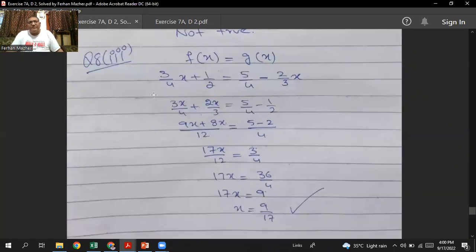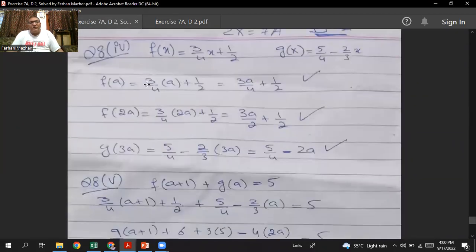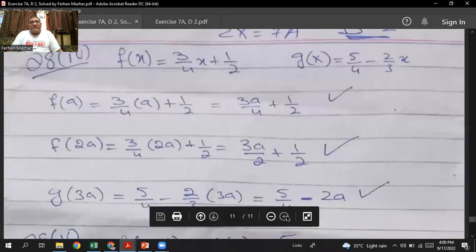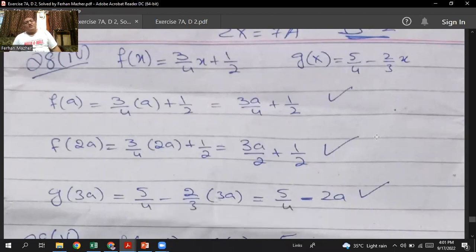Okay, very simple, straightforward question. And let me increase the size so you can see. We have the formulae of both the functions. So f of a is 3 by 4 into a plus 1 by 2, so this is 3a by 4 plus 1 by 2. F of 2a: in the formula, wherever there is x, substitute it with 2a. So 3 into 2a divided by 4 plus 1 by 2 equals 3a by 2 plus 1 by 2.